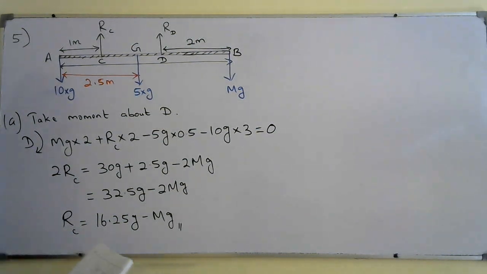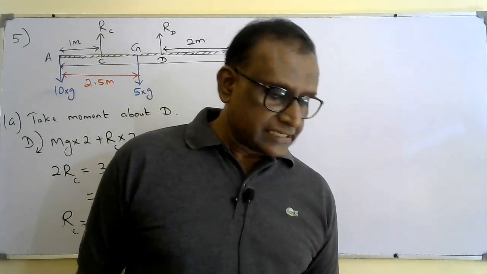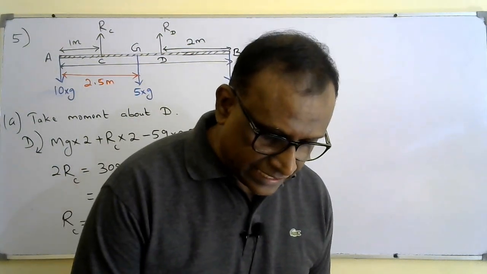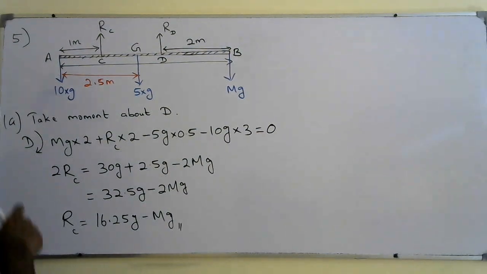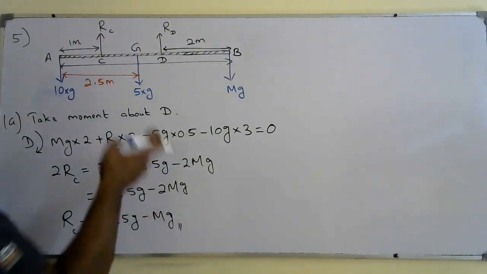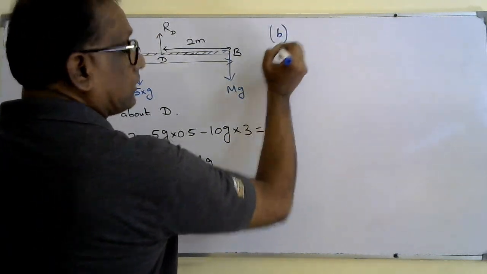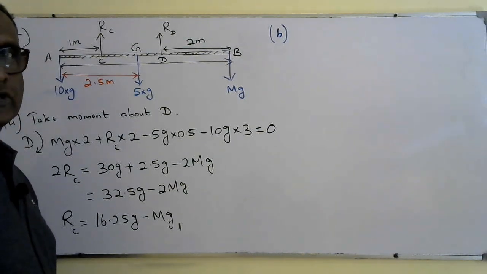So B part, find in terms of m the magnitude of the reaction on the rod D. So they asked to find the reaction on D. We know that, so I don't need to take moment again. If you want, you can take moment about C, but better avoid it. So we can say the total upward force equals total downward force, because it's at rest.